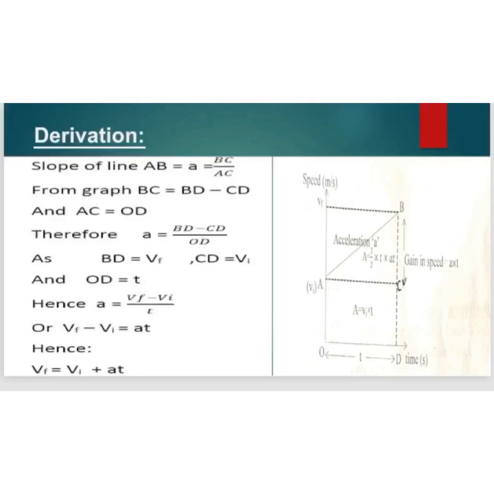OD is also representing the time and AC is also representing the time. Students, definitely when we take the slope from point A to B, the body will cover some horizontal distance as well as some vertical distance. So for the vertical distance we will take BC, and for horizontal distance we will take AC, or in place of AC you can also put OD.